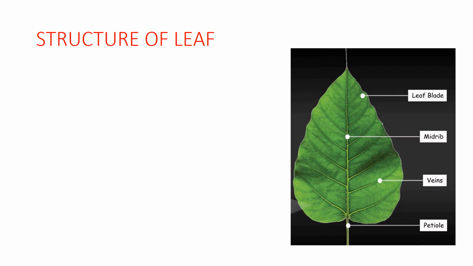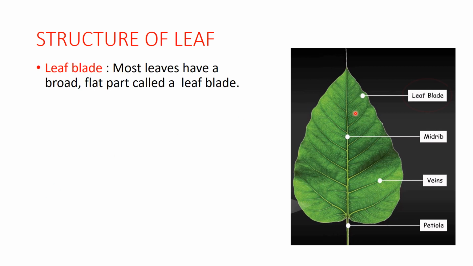I hope all of you got your leaf. Now let's study the structure of a leaf. First, we will begin with the leaf blade. Most leaves have a broad, flat part that is generally green in color. This is called the leaf blade.